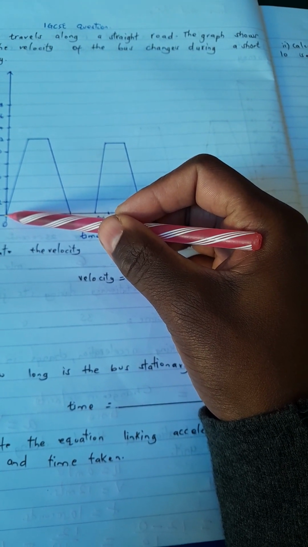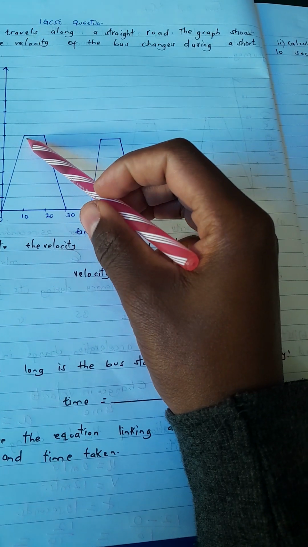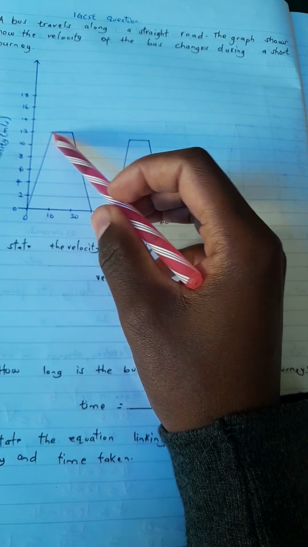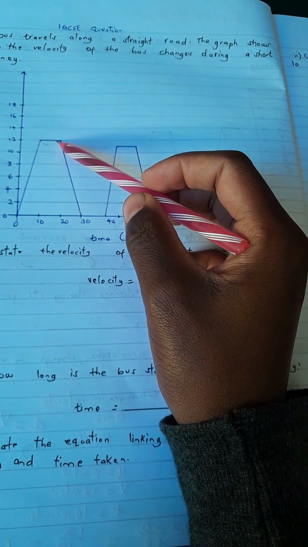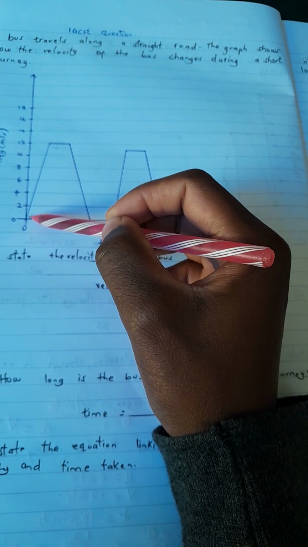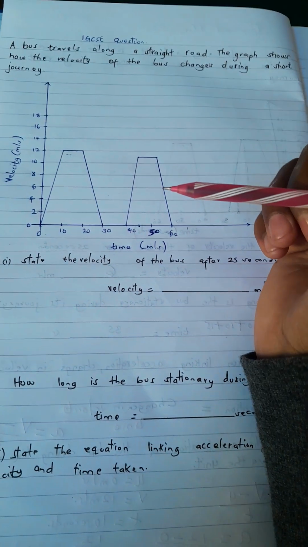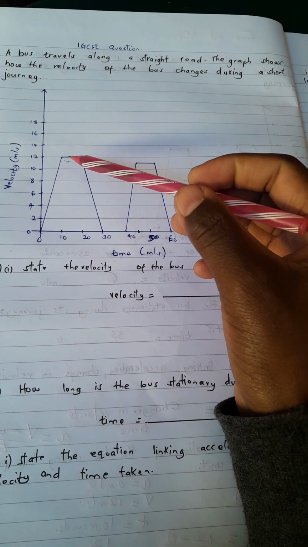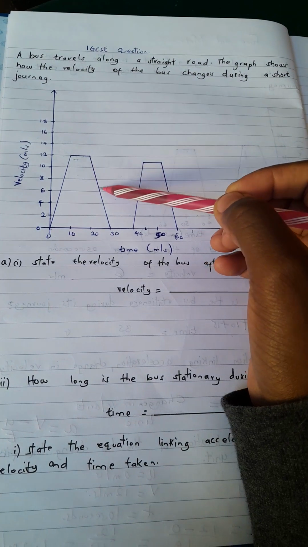And it traveled at a velocity of 12 meters per second, and then it stopped here at the velocity of 12 meters per second. At this point, we say that this is constant velocity. And then from point 0 to 12 meters per second, this is acceleration. It's a positive velocity.